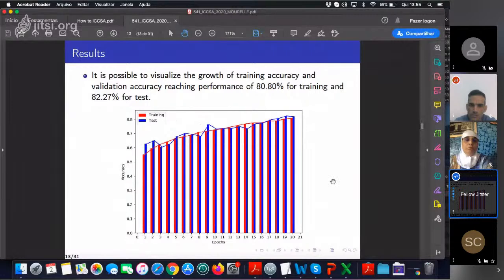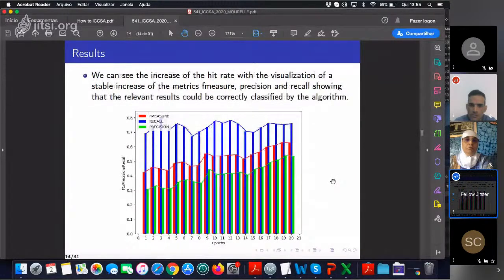And here, we can see the increase of the hit rate with the visualization of a stable increase of the metrics: F-measure, precision, and recall. So increasing this set of metrics provides a very good hit rate.